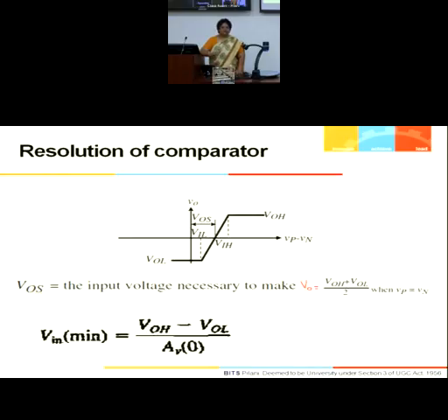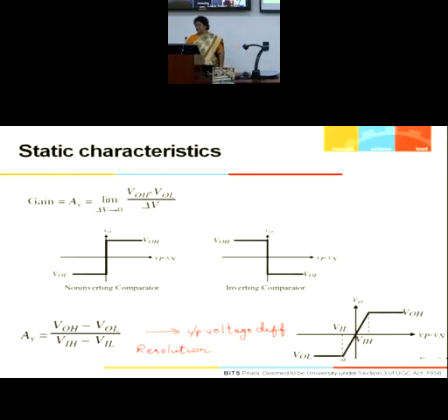And now we include the effect of offset in our characteristics. Remember, the practical characteristic is this, where this steep transition is not there. You always have a slopy transition coming into the picture. As a result, we have a certain difference between VIL and VIH, which can cause the output to transit from VOL to VOH. We need a certain input value that is not zero. This is what I mean by saying that there is a certain VIL and VIH, and that delta V is not close to zero.